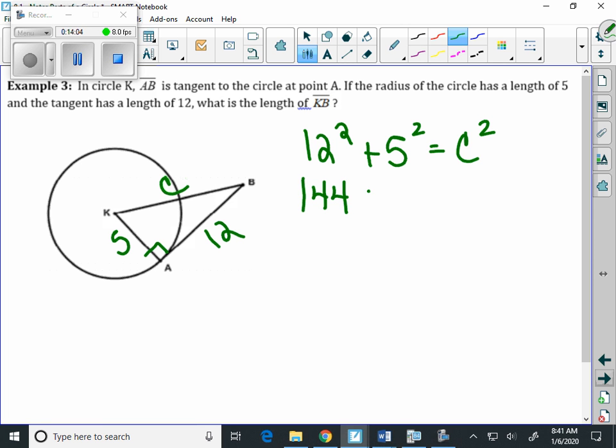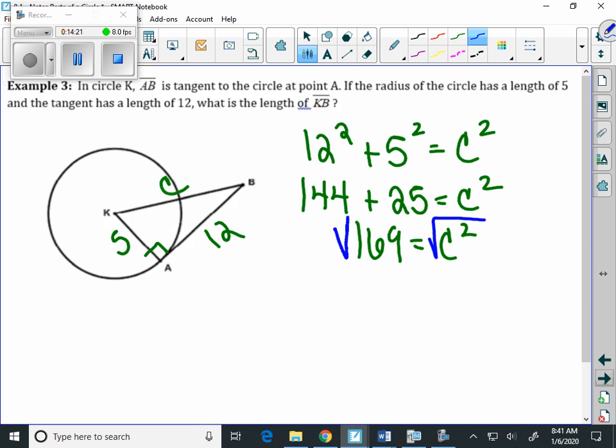12 squared is 144. 5 squared is 25. If we add these two together, we get 169 equals C squared. And remember to undo the squaring. We're going to take the square root. And you can use Desmos, you can use your calculator. Either way, we find out that our length of C, which is really our length of KB, is 13.